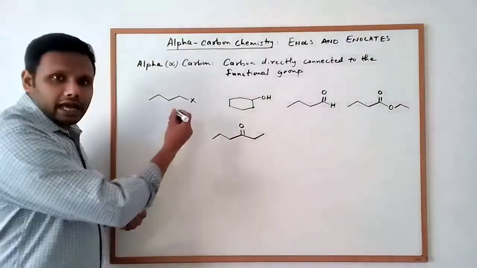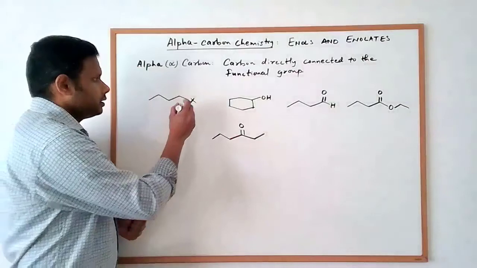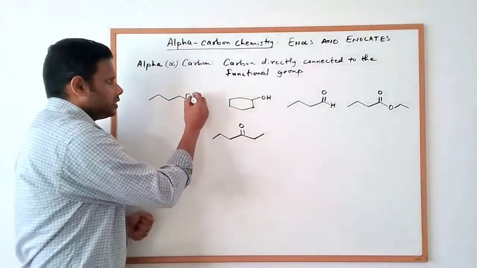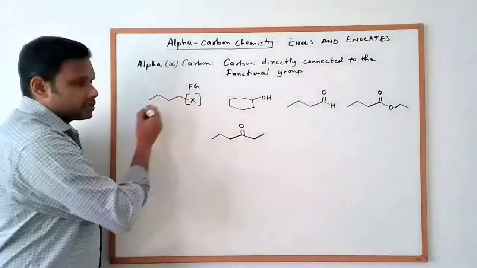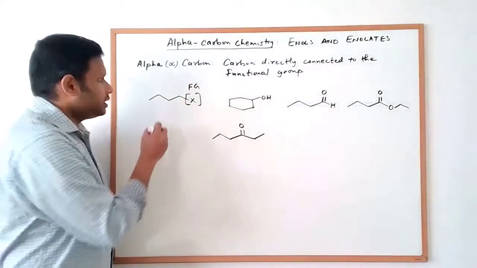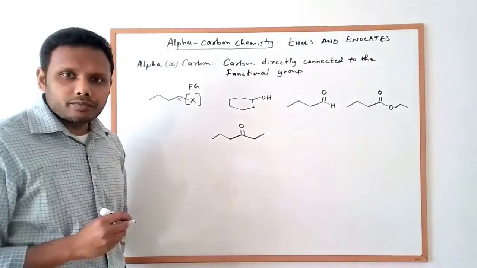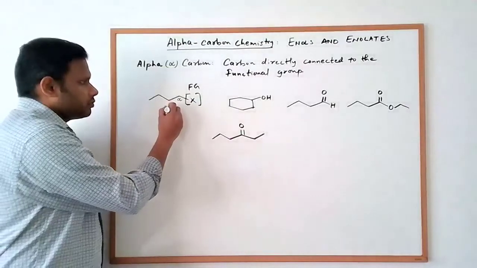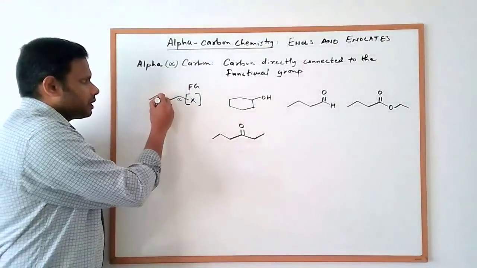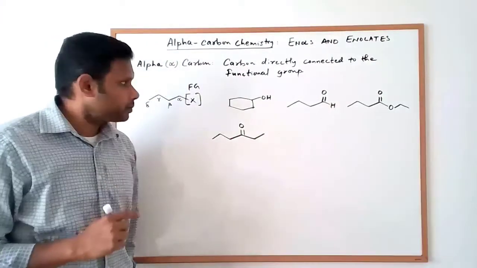If we start with an alkyl halide, the halogen is our functional group. So the carbon that's directly connected to the functional group, that would be our alpha carbon. And then carbons connected to the alpha carbon would be beta, then we'll have gamma, and then delta. That's how the nomenclature works here.